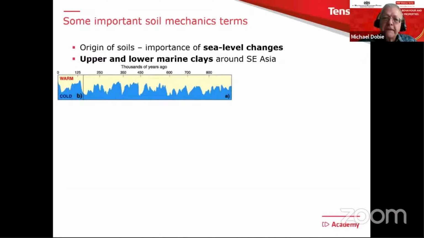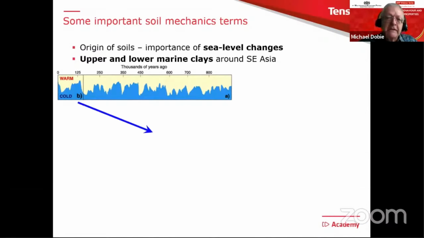because they are all around the coastline where we have flat land near the coast where we might want to make developments. And one thing that's really important is the effect of sea level changes in the deposition of these clays. The two main ones we normally think about are the upper and lower marine clays, which we find around the coast of Southeast Asia, and it's strongly related to sea level. Now, that graph you see there is a diagram of sea level over the last 900,000 years, and it's going up and down. Of course, the low parts are where we have a glaciation, and the high parts are where we have an interglacial, where we are at the moment.